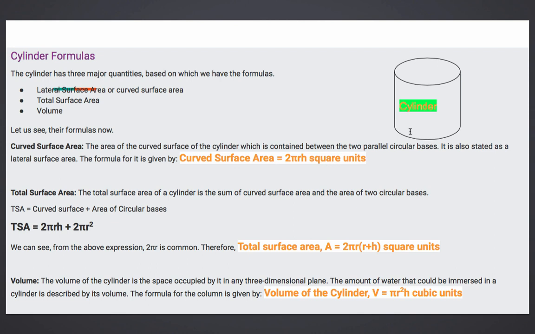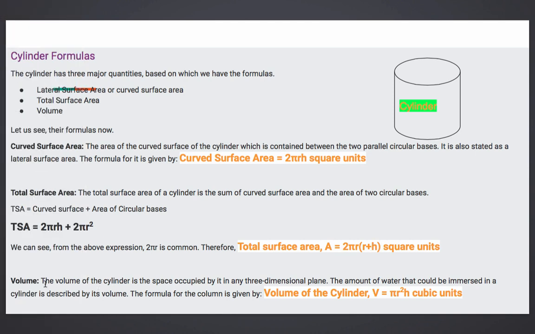Total surface area, for that I'll have a circular base also, because that is also there. So then it will have curved surface area 2 pi r h, which I have just now explained to you, plus how many circles is it having? One circular top and one circular base. Area of a circle is pi r square. So it adds up and gives 2 pi r square. If I take 2 pi r common, I get total surface area. Now we can learn the formula as 2 pi r bracket r plus h square units.